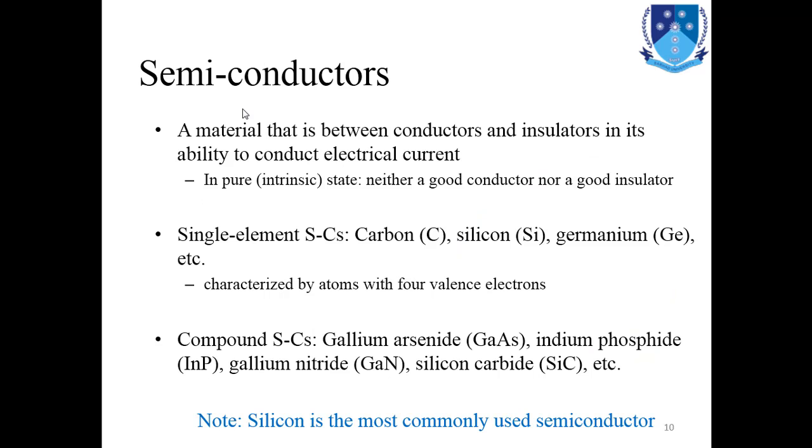The third category of material based on conductivity is semiconductors. Semiconductors are those materials which have some properties of conductors and some properties of insulators. Or we can say that a semiconductor is a material that sits between conductors and insulators in its ability to conduct electrical current.